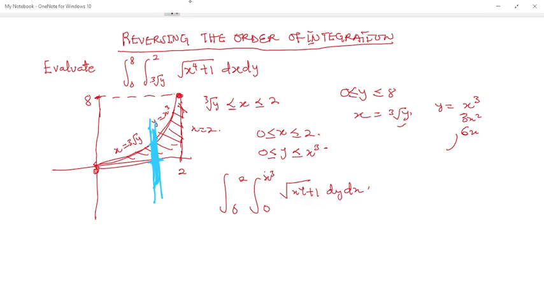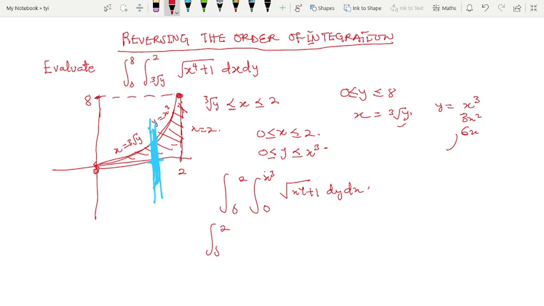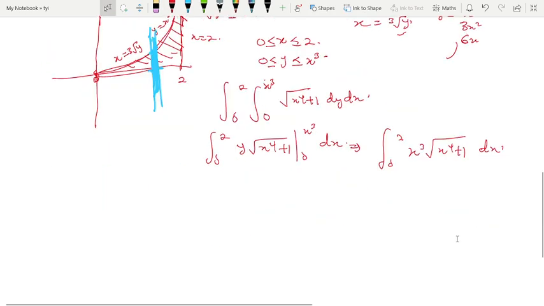So integrating with respect to y, there is no y term, so obviously y will appear. So 0 to 2, then I'll have what? y square root of x to the power 4 plus 1. Then I'll apply my limit of integration 0 to x cubed. Then I'll bring my x outside. So this will give me 0 to 2. Then wherever I see y, I'll simply put what? x cubed. 0 will be 0. So I'll have x cubed square root of what? x to the power 4 plus 1. Then the dx.